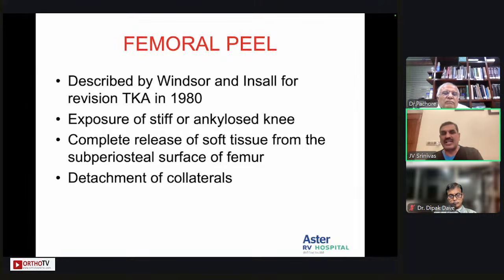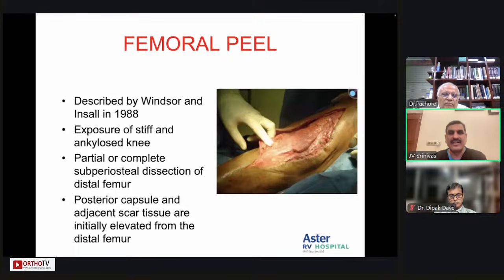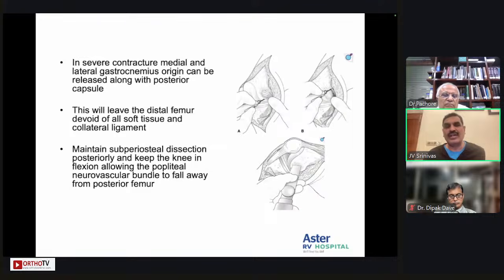That is where the ideal indication of the femoral peel is, where you release the soft tissue subperiosteally, the entire distal femur. That includes the collateral ligaments, and posteriorly everything is completely released. That is called a femoral peel technique, usually done in a stiff and ankylosed knee, as I said. You do a medial parapatellar approach, VY-plasty, then you start releasing your collateral ligaments medially, laterally, go up to the posterior part till all the soft tissue is released to address your stiffness. Once it is done, then you go for the bony procedure.